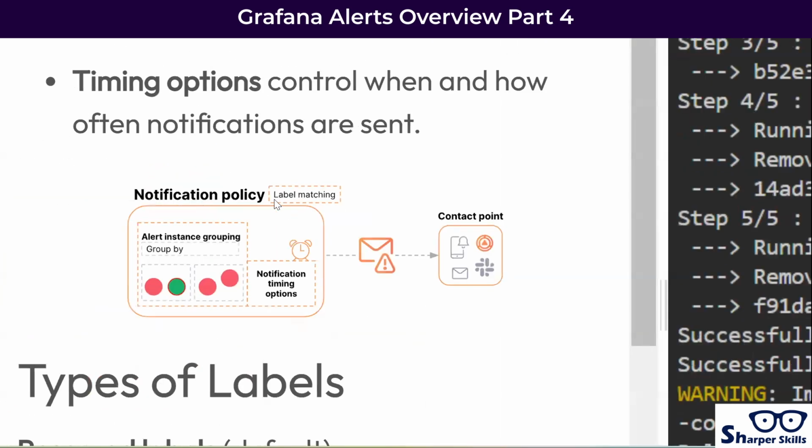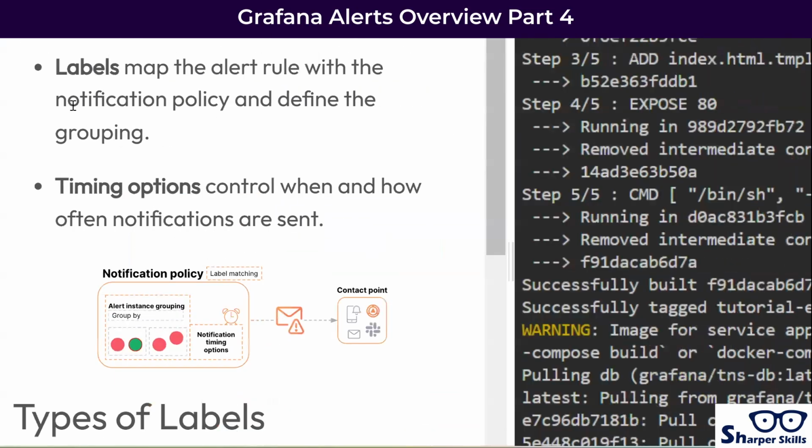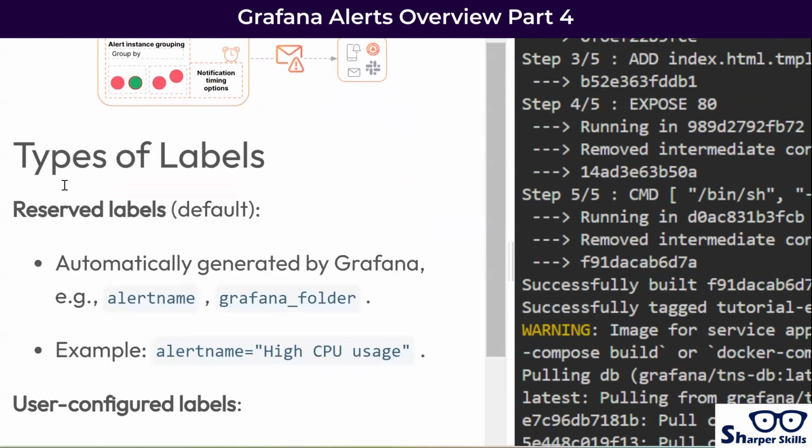Let's say on one side there's label matching, which decides that alert instances shall be grouped. Second is when the notification is sent to the contact point. That is controlled by timing options, and defining the groups or performing the grouping shall be with the help of labels. On the basis of labels, we have the alert rules, and that will further help us in the grouping process.